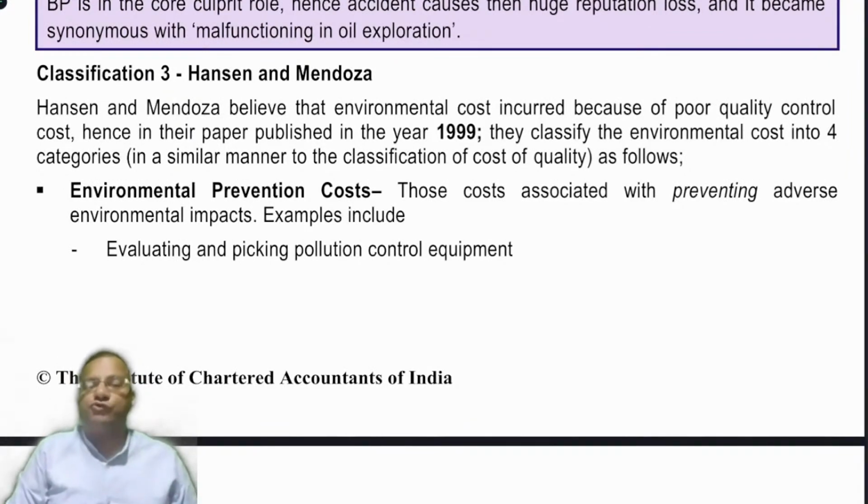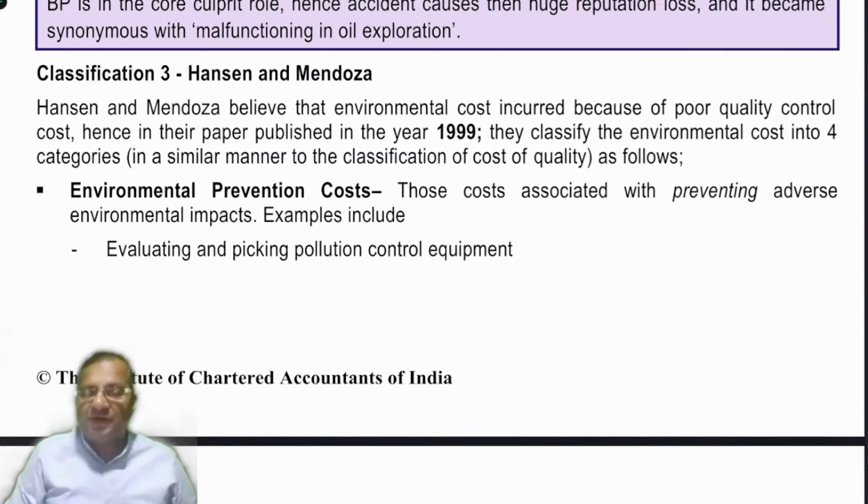So what is cost of quality? Cost of quality has been subdivided into 2 parts: conformance cost and non-conformance cost. Once again, the conformance cost is divided into 2 parts. The first one is prevention cost, the second one is appraisal cost. While the non-conformance cost is again divided into 2 parts: internal failure cost and external failure cost.